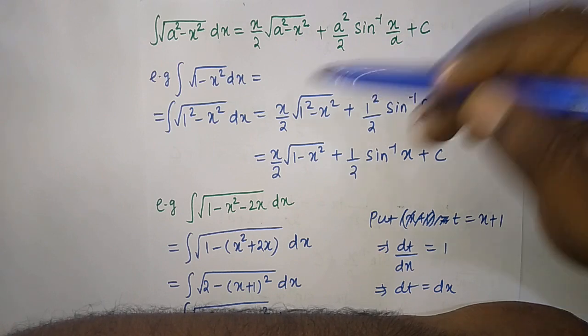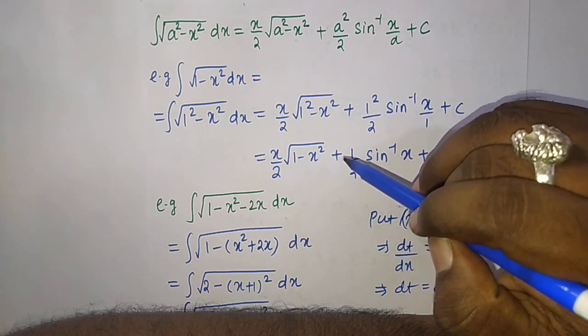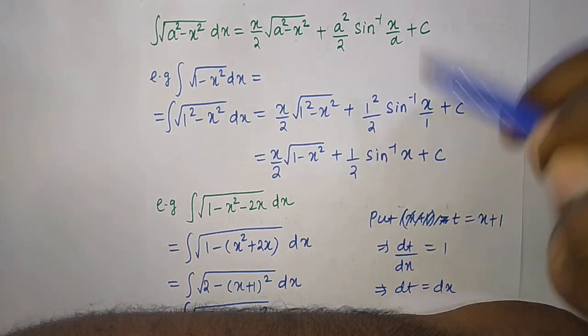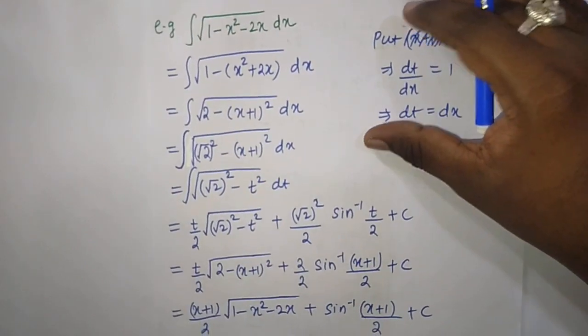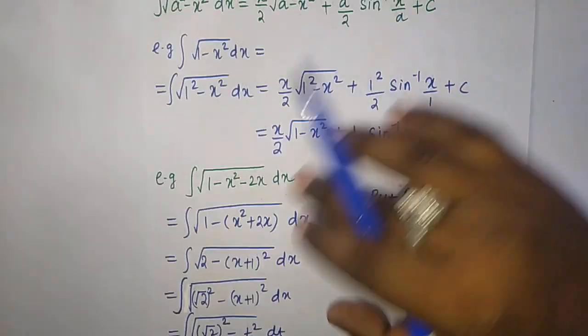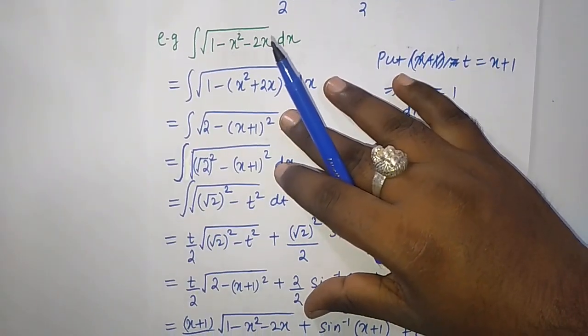Here, by simplifying, you will get x by 2 root over of 1 minus x square plus 1 by 2 sine inverse x plus c. This is the answer. Come to the last example. This example is based on this formula. See how I am solving here.